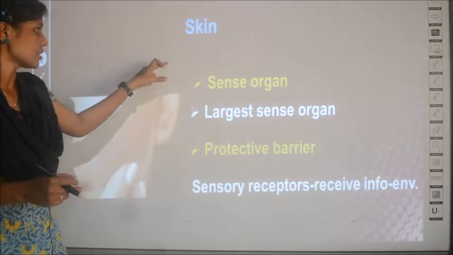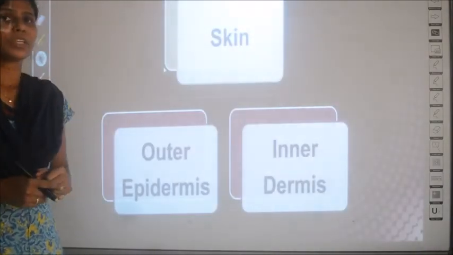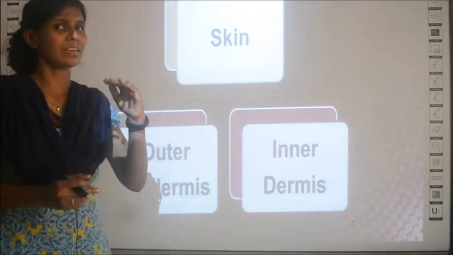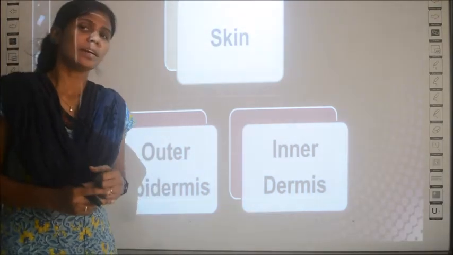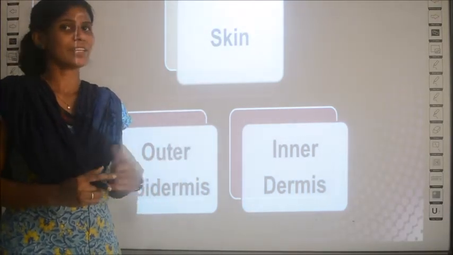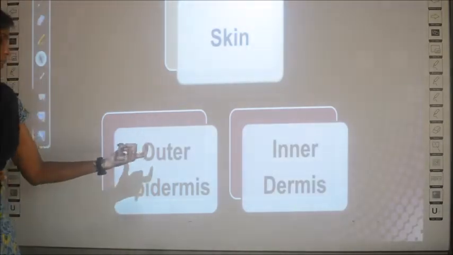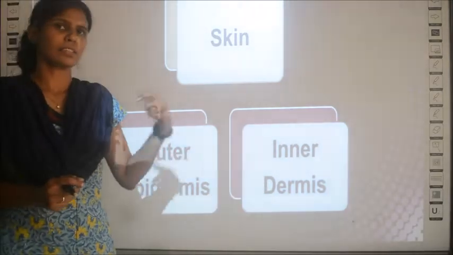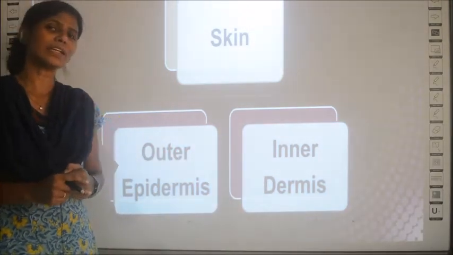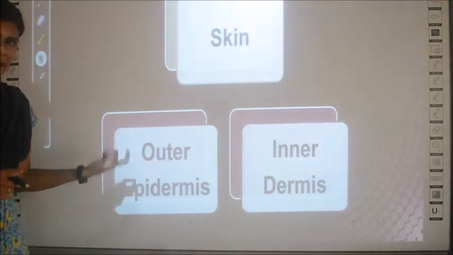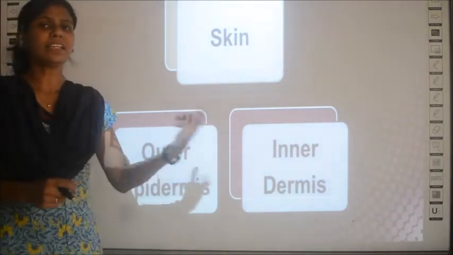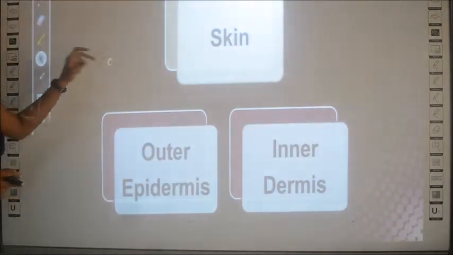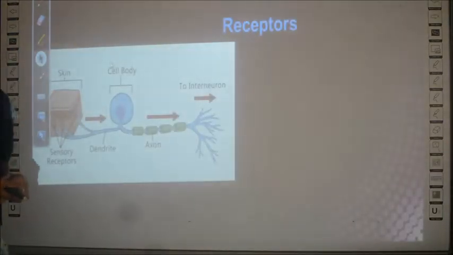Clear? So, there are 2 layers in the skin. There are actually 3 layers, but the 2 main layers of the skin are the outer epidermis and the inner dermis. What are the 2 layers? The outer epidermis and the inner dermis layer. So, these are the 2 layers present in the skin.